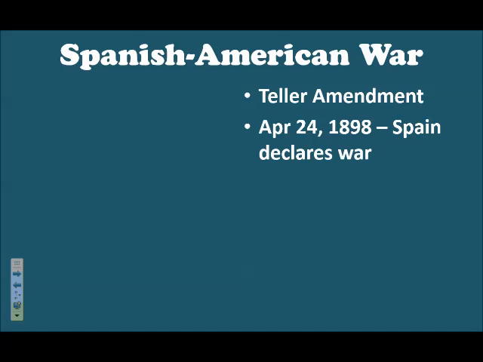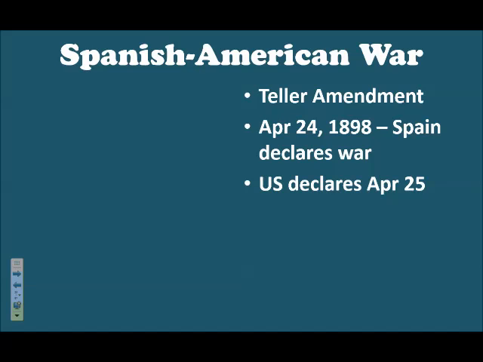Now, April 24th, 1898, Spain declares war on the United States. Spain was not really ready for war. They knew they were probably going to lose, but they saw that it was more important to enter this war with honor and fight with dignity rather than just give up.